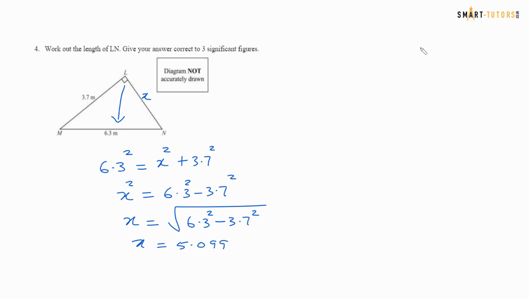5.099. They're asking for three significant figures: 1, 2, 3. So this one will give 1 here. So the answer is going to be 5.10 to 3 s.f. That is the answer, 5.10, for question number 4.